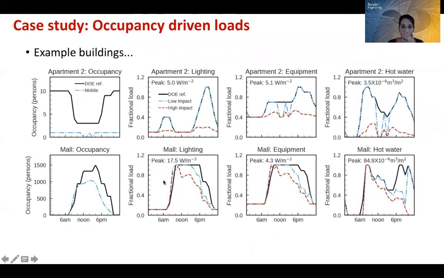And now we have here, based on an apartment and a mall with different occupancies, what would be the use of lighting, equipment, which is appliances, and hot water. When we do the high impact, so the new occupancies, you have the red curve, we see that it is in general using less of everything. And when we have the low impact, this is scenario 2, that is only doing the normalization, we see that the impact is less dramatic.